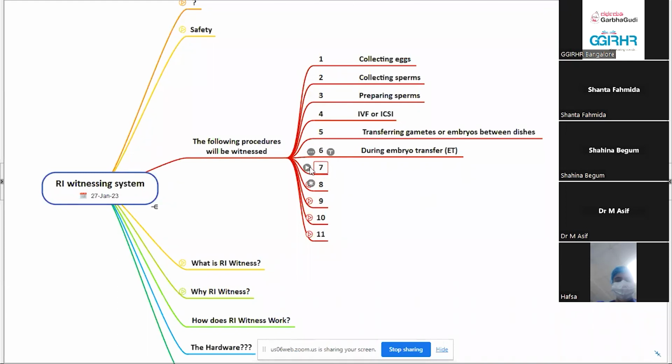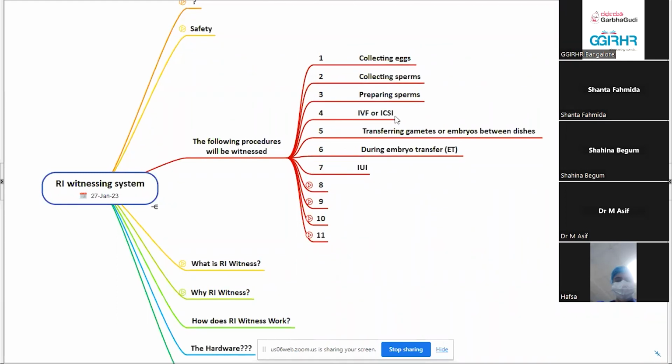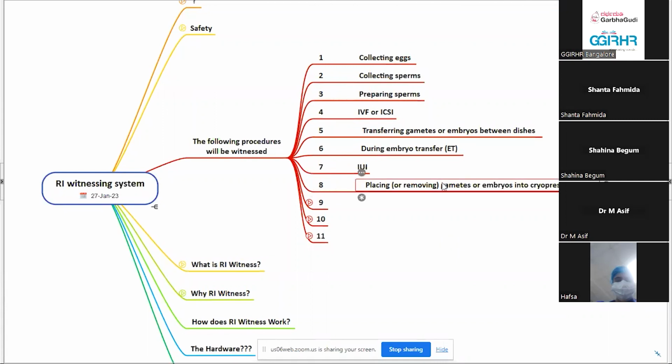And here I again see this prepared semen sample will be kept in the RI witness for identification. So before insemination, this RI system can witness the sample. The eighth one, placing or removing the gametes into the cryopreservation. So the straws also will be coded with the RI witness. If you keep wrong straws for thawing or freezing, it will give a beep. It will not allow you to process the sample.